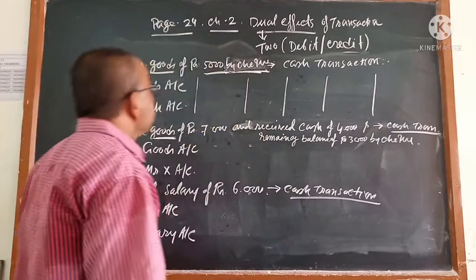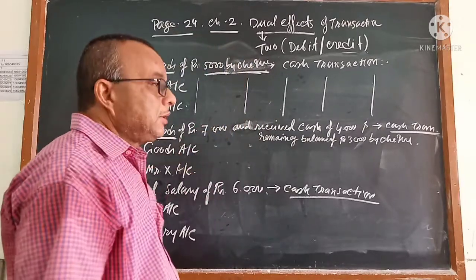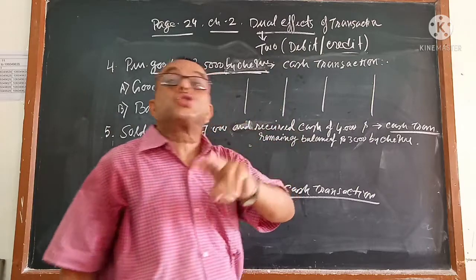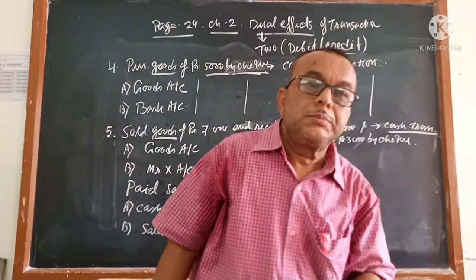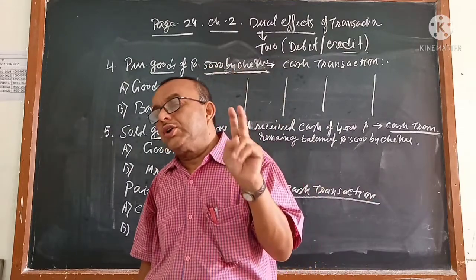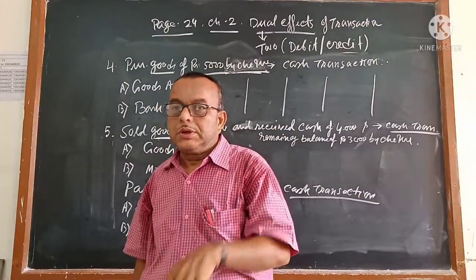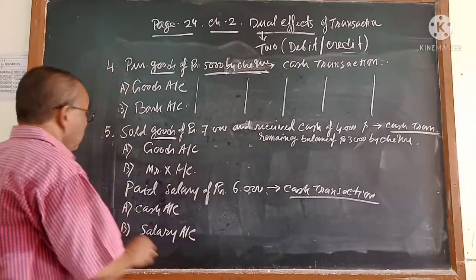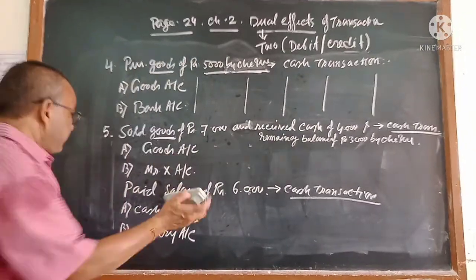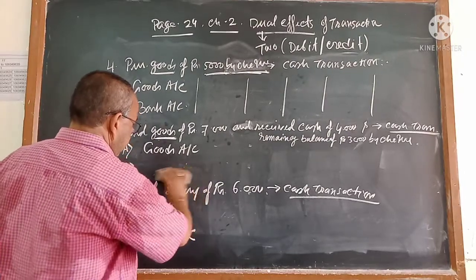Now I told you about dual effect; sometimes it may come to more than 2 also. Though we are saying dual effect, sometimes the effects may come to more than 2. Here, in this case, you will get 3 effects. One is that Mr. X will not come.